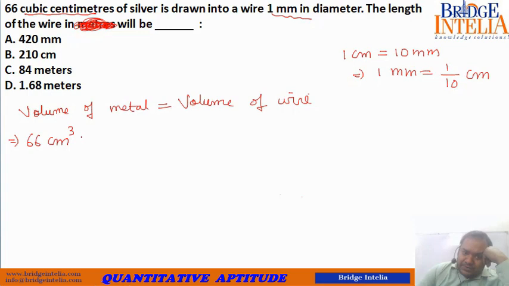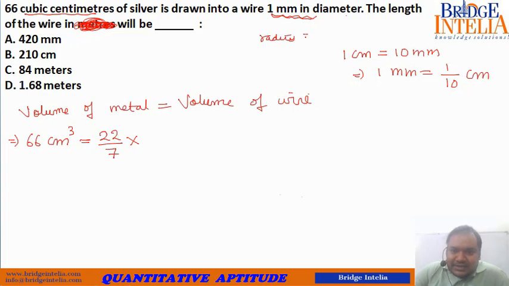So the volume of metal must be equal to the volume of wire. Since the wire is cylindrical in shape, you will use the formula for a cylinder. That means pi, and instead of pi I will write 22 by 7, into r square. Radius is half of diameter, so the radius is 0.5 or half of a millimeter. So the radius is 1 by 20th of a centimeter, because half of a millimeter means half of 1 by 10th of a centimeter. So the radius is 1 by 20th centimeter.